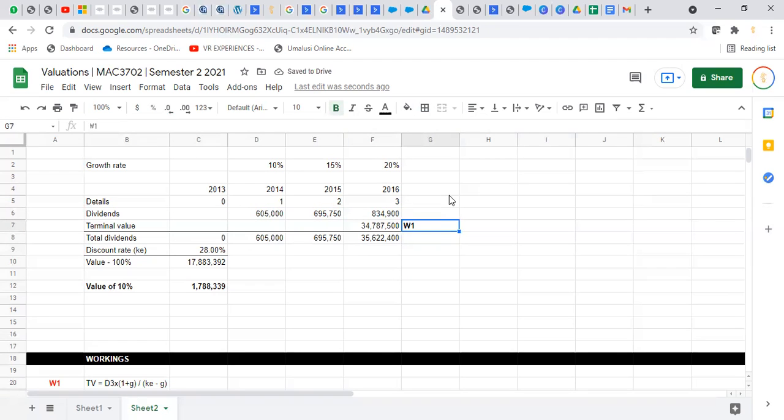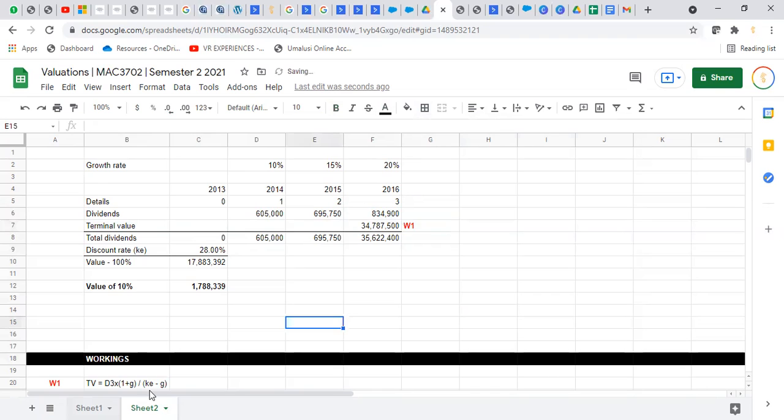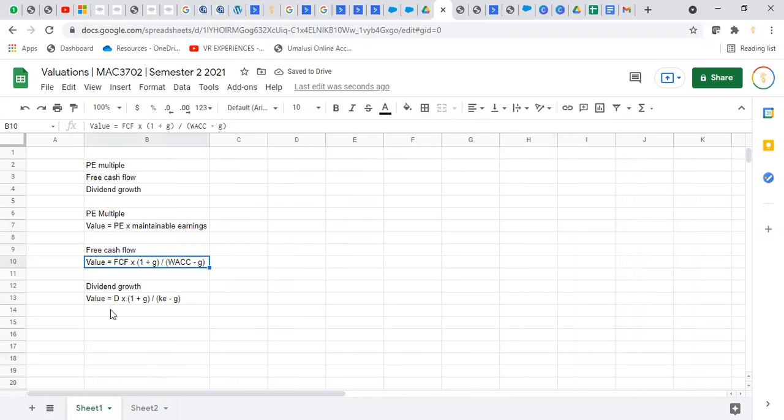And then just remember the difference between dividend growth and free cash flow. If I go back to this tab over here, in the free cash flow calculation, we're using free cash flow and the discount rate is WACC. In the dividend growth model, we're using dividends as the cash flow and the discount rate is cost of equity. Other than that, the formula is the same.